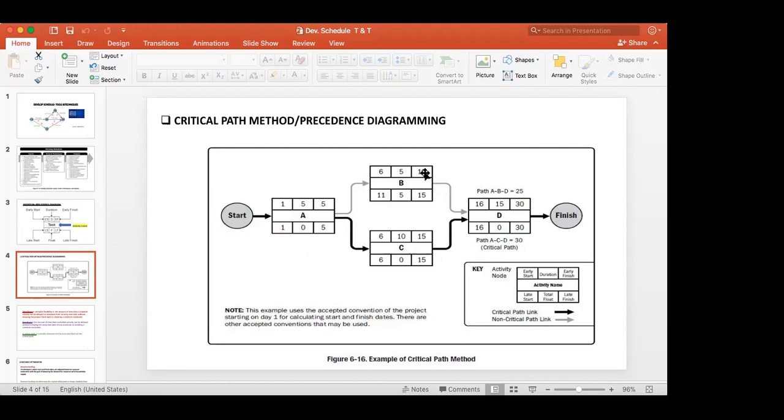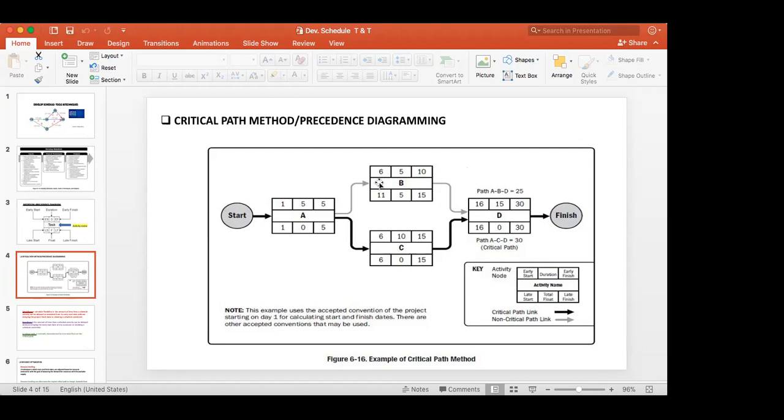They are completing this B activity on the 10th, but the D starts on the 16th. Soon after finishing this one, they don't start. You have 6 days, that is the free float. You have 6 days free to start this one. That means you deduct the early finish of the previous activity from the early start date of the subsequent activity. So 16 minus 10 is free float. 11 minus 6 is the total float of B activity.